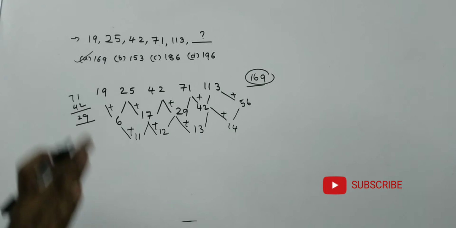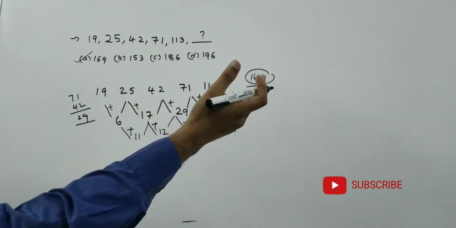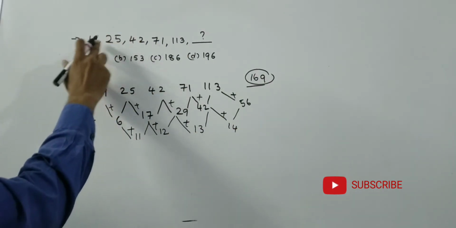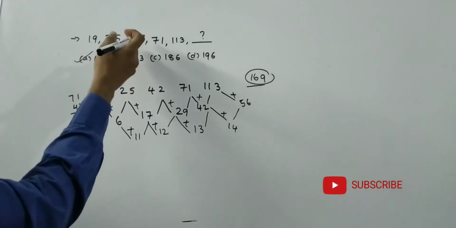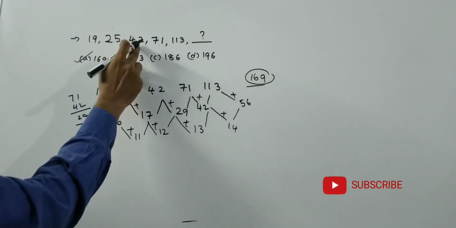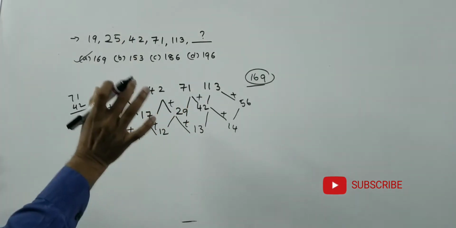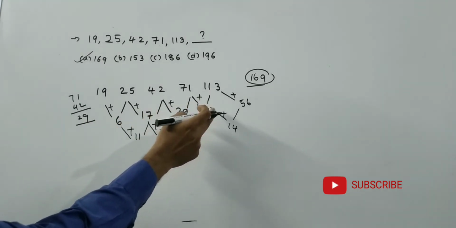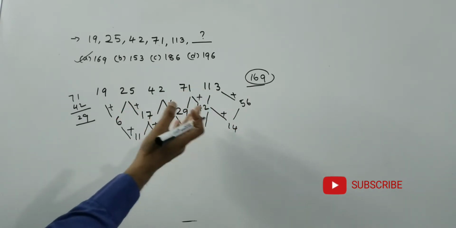See friends, nothing is there. First we have to check whether the given numbers are nearer to any squares or cubes of numbers. Here no. Any multiples of the previous number? No. 25 is not a multiple of 19, 42 is not a multiple of 25, 71 is not a multiple of 42, 113 is not a multiple of 71. So the first fundamental basic is to find the difference. I found the differences 6, 17, 29, 42. I checked whether these are nearer to squares, cubes or multiples of any number.